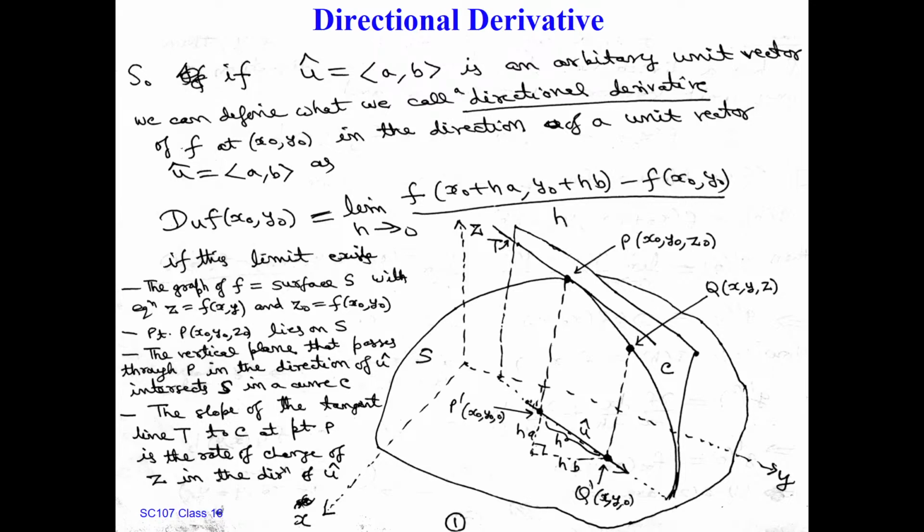Now how do we compute this? That I am going to simplify for you. This is the limit as h tends to 0 of f of x naught plus ha comma y naught plus hb minus f of x naught comma y naught. This is the usual formula, right? If this limit exists, we say that the directional derivative exists in the direction of the unit vector u, which is a comma b, right? So in order to understand this, now you see, I am taking this picture. Look at the picture here. So this formula is important. Now we need to understand this formula, right? What is happening here.